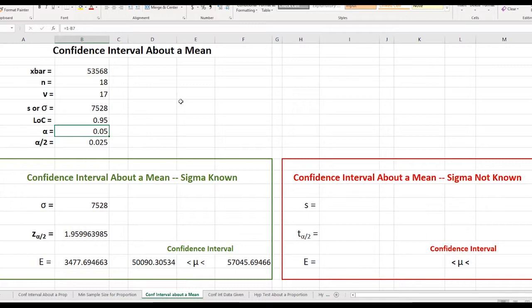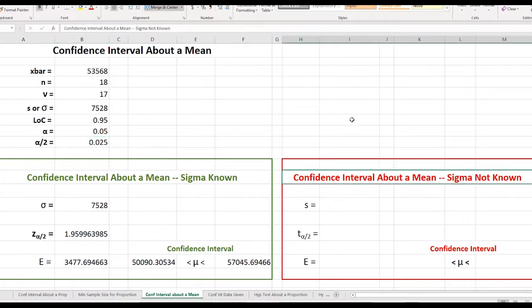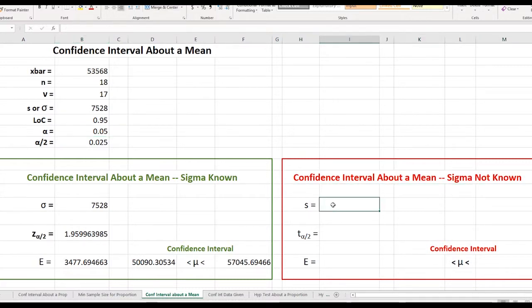Because sigma is not known, I'm going to populate this with different information. This will be equal to, and I just go over here to the sigma or S, the standard deviation. It doesn't change, it's just that on the right-hand panel, the one in red, we call it an S rather than a sigma.